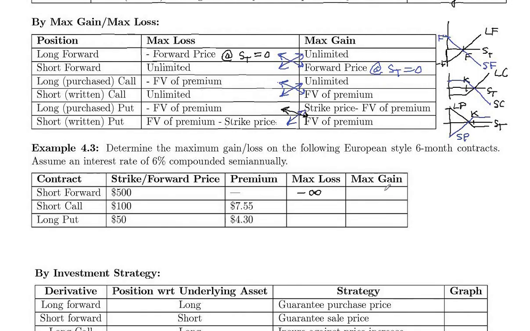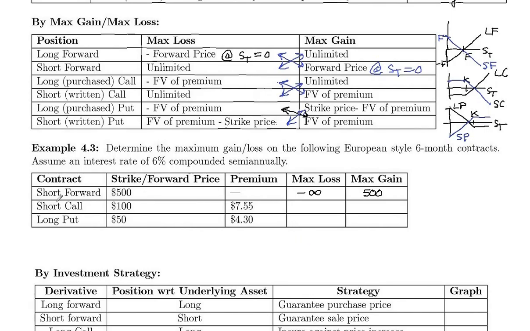And then your maximum gain for a short forward is going to be when the spot price is 0. If the value of the asset decreases to 0, and you're short the forward, you've got a right to sell for the forward price, which is in this case 500. So you've got a right to sell for 500, and the market value is 0. So your maximum gain here is going to be 500. And there's no premium to consider.